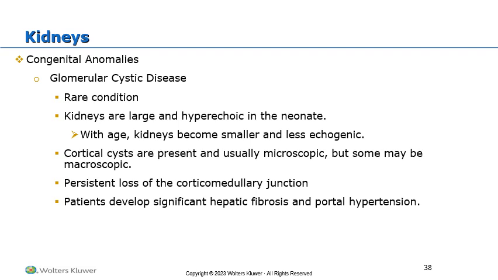The cortical cysts will usually be microscopic, so we're going to see that enlargement and echogenicity of the kidneys, but not so much identify the cysts. You will have persistent loss of corticomedullary junction, so the cortex is going to kind of just appear as one unit with the medulla or the pyramids. Over time, these patients are also at risk of developing severe hepatic fibrosis, leading to portal hypertension, severe liver disease, and the effects of that. So in that respect, they're all the same.